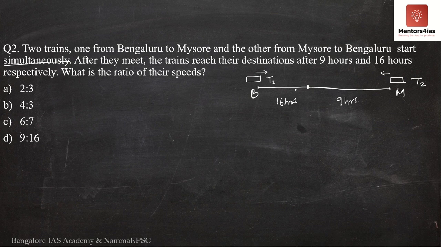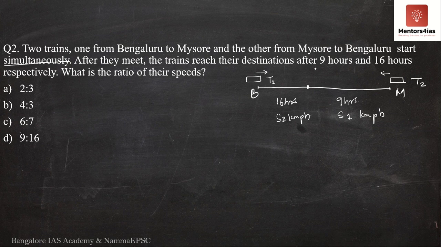Now I am going to assume that train 1 is moving at S1 kilometers per hour, and the speed of train 2 is S2 kilometers per hour. So what I'm trying to say is that after they meet, train 1 traveling at S1 kilometers per hour will cover the rest of the distance in 9 hours, whereas the second train will cover the remaining distance in 16 hours traveling at S2 kilometers per hour.